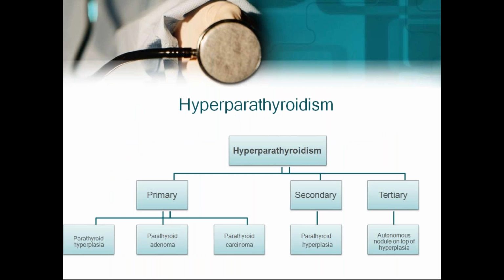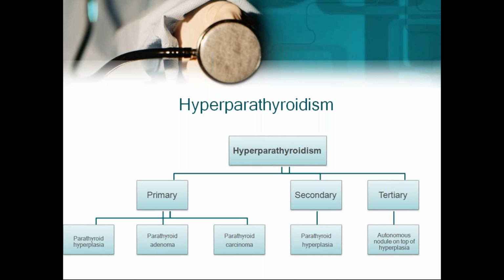Coming to the etiology of hyperparathyroidism. In primary, the causes will be parathyroid hyperplasia, that is an increase in the number of cells within the parathyroid gland, and the other is parathyroid adenoma, that is a benign tumorous growth in one or all of the parathyroid glands, and the other is parathyroid carcinoma.